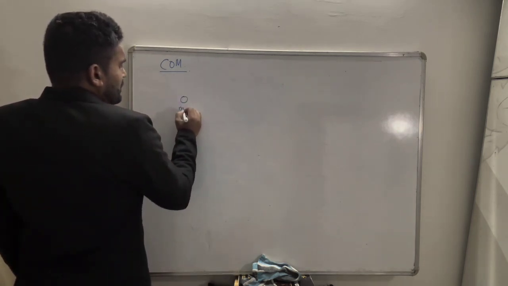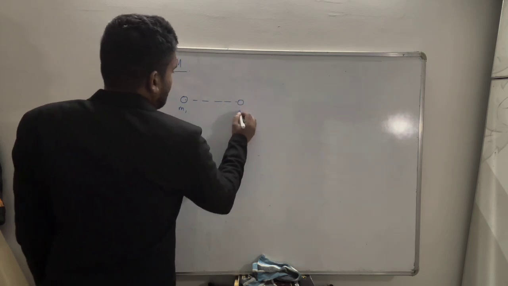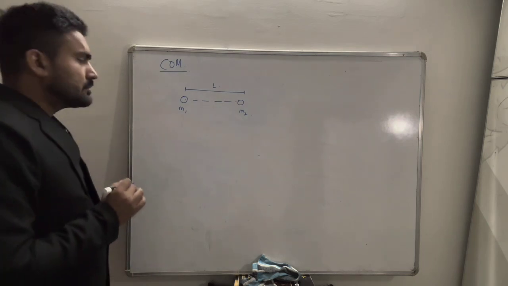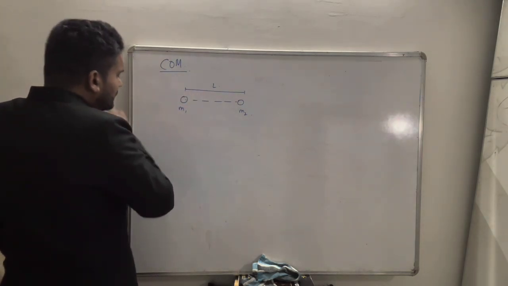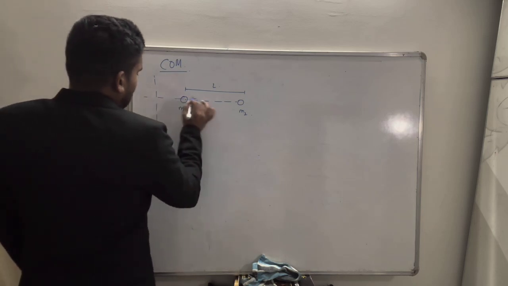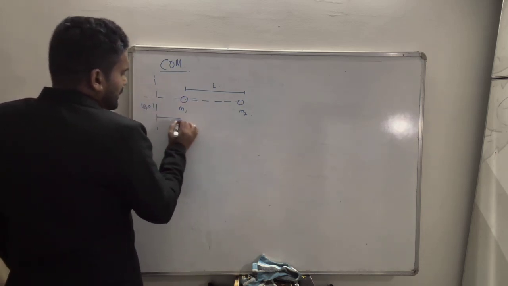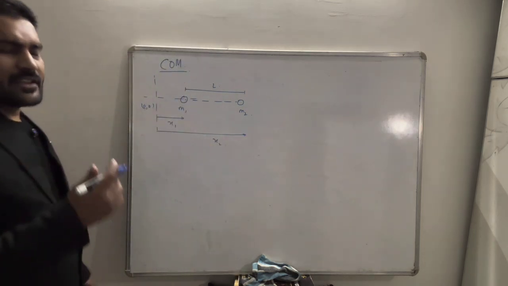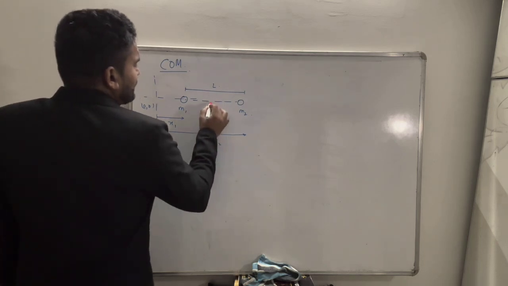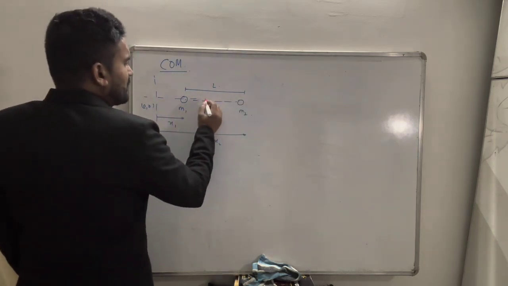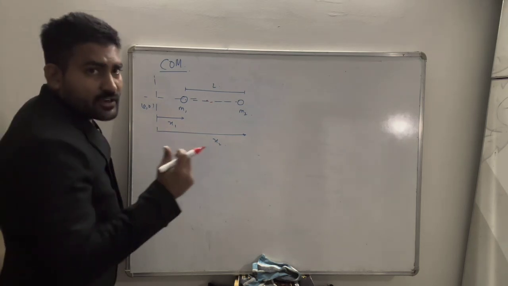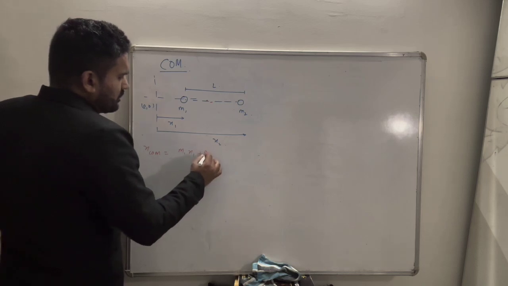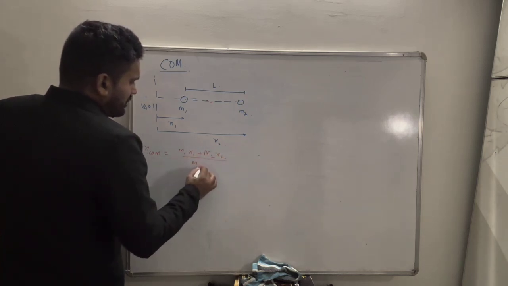Let us say here it is m1 mass and here it is m2 mass, and these are kept at some distance, let's say L. Let us say this is 0, 0. So here it is x1 and here it is x2. Obviously the center of mass of these two masses will lie somewhere in between, right? So we need to find the x coordinate of the center of mass. It will be m1 x1 plus m2 x2 by m1 plus m2.